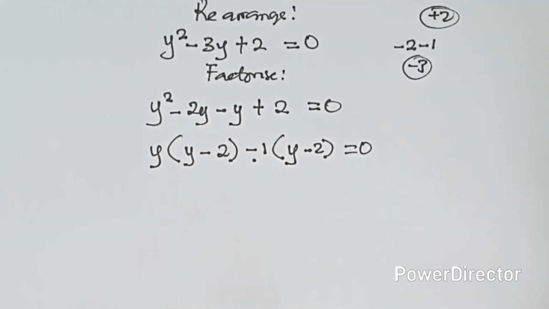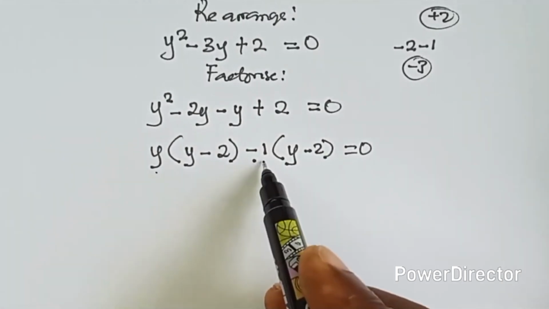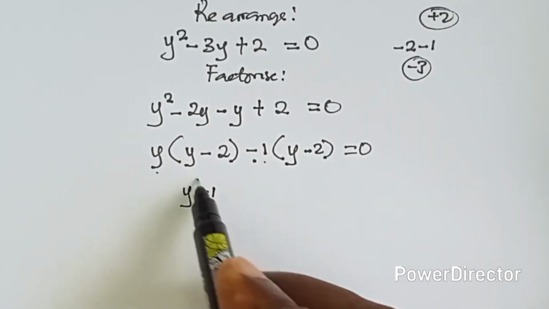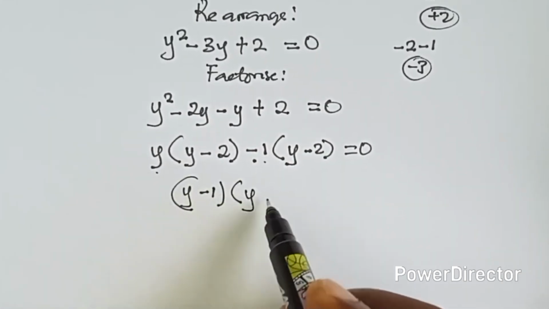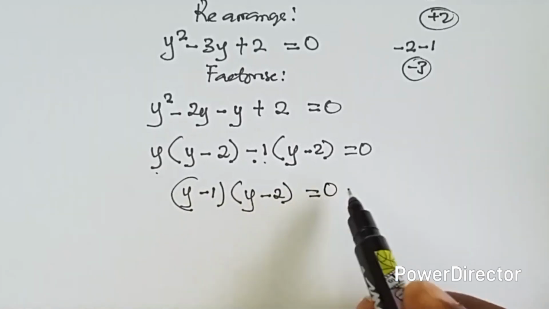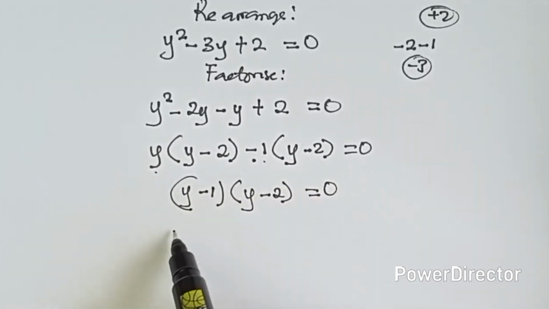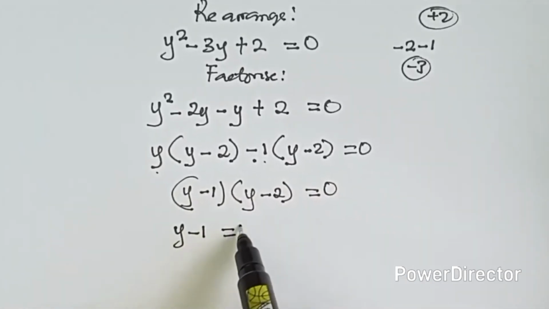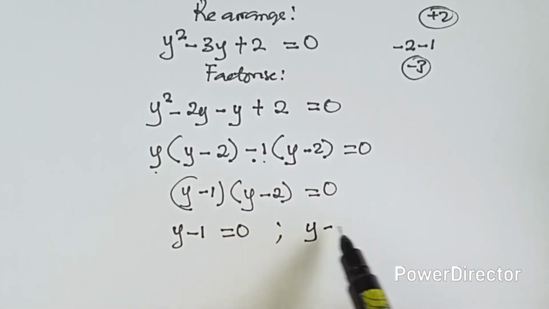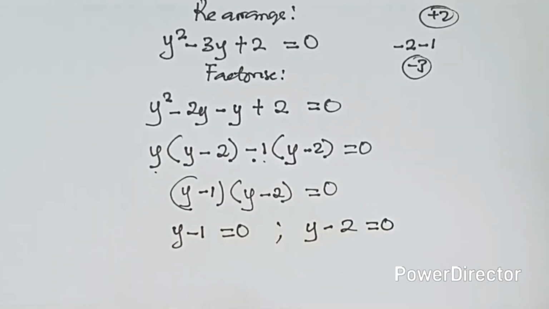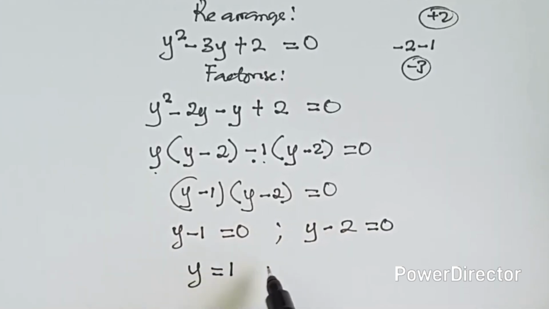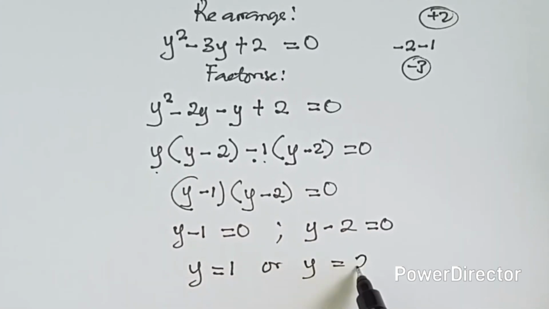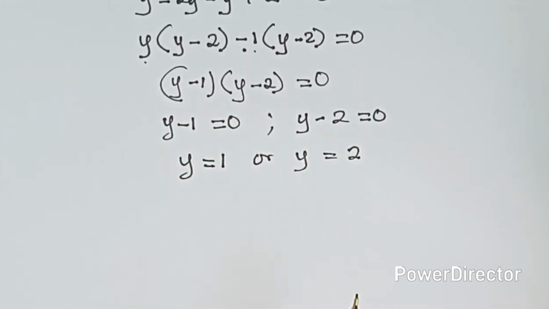The next thing to do is to pick here this and this. We have y minus 1, and then you pick one of the two brackets, and each of them equals 0. So we have y minus 1 equals 0, and we have y minus 2 equals 0. By the time you move the minus 1 to the other side, y equals 1 or y equals 2.